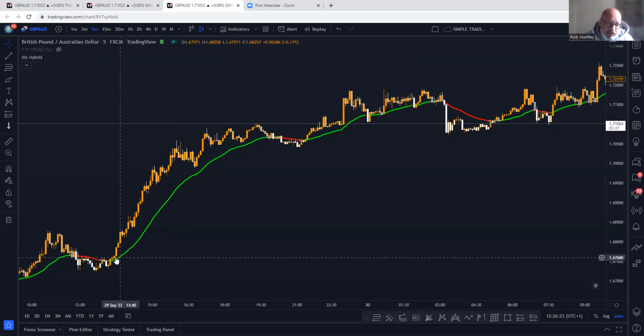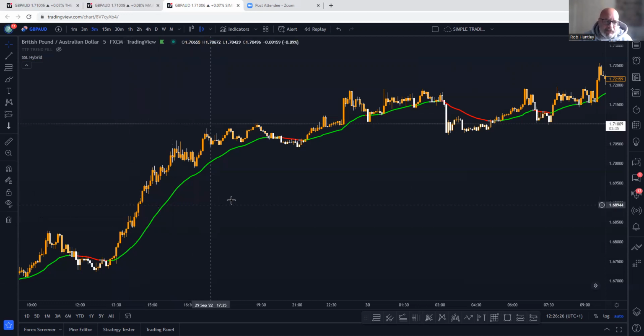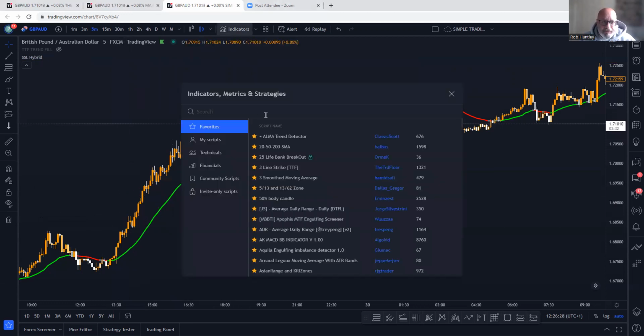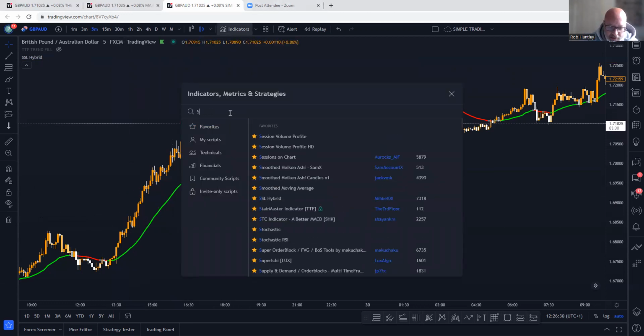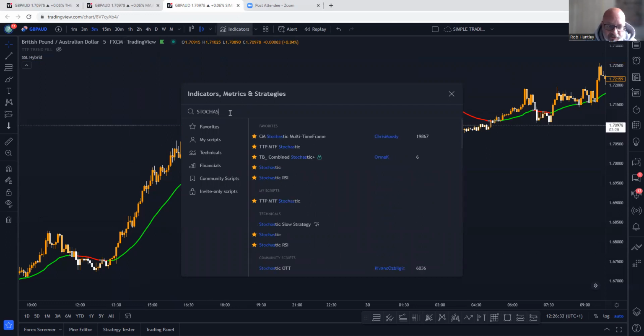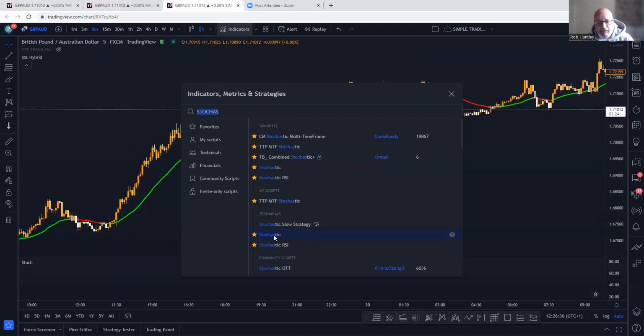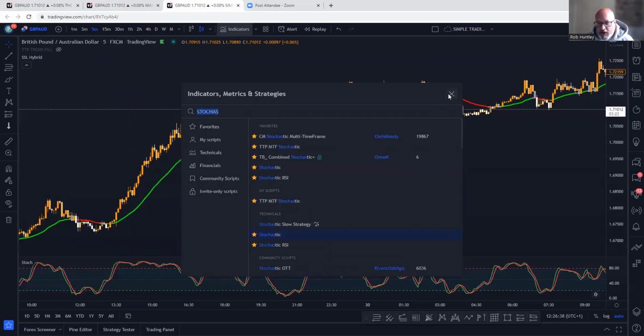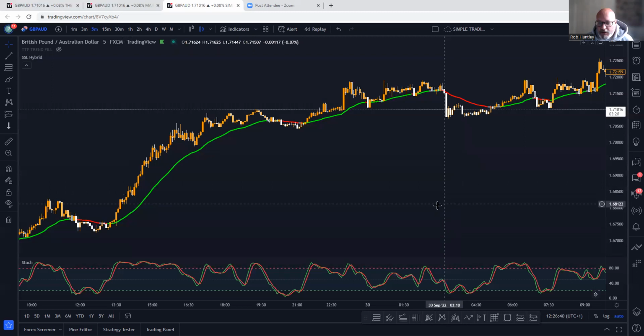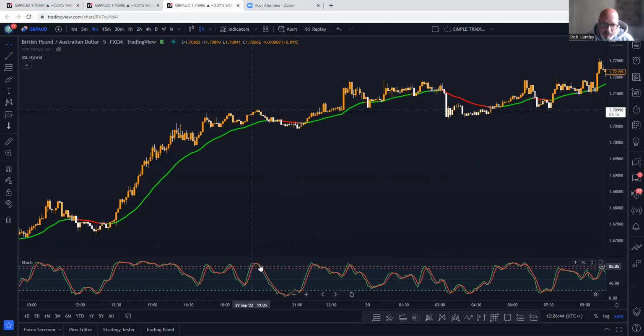So there's that one. There's the SSL hybrid. The next one we're going to add is, I'm just going to go with the standard stochastic. I know I did say about the multi-time frame stochastic before. So that is just for the 5-minute time frame. So you can see when you get the crossover at the top, so green above red is buying, and then red above green is selling.